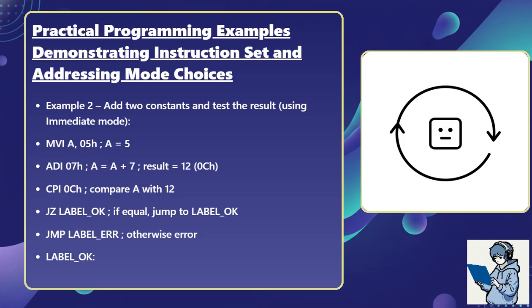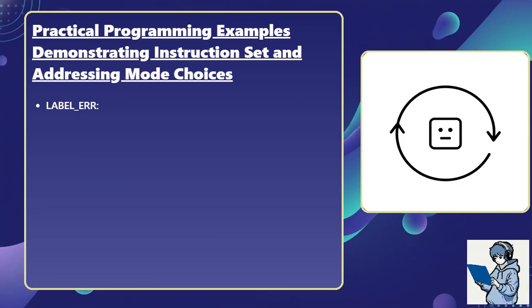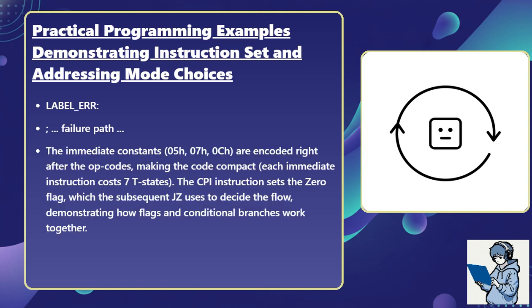Label_OK: success path. Label_ERR: failure path. The immediate constants 05H, 07H, 0CH are encoded right after the opcodes, making the code compact. Each immediate instruction costs 7 T-states. The CPI instruction sets the zero flag, which the subsequent JZ uses to decide the flow, demonstrating how flags and conditional branches work together.